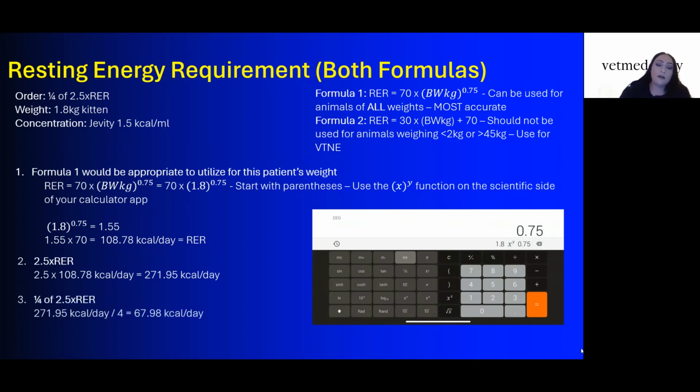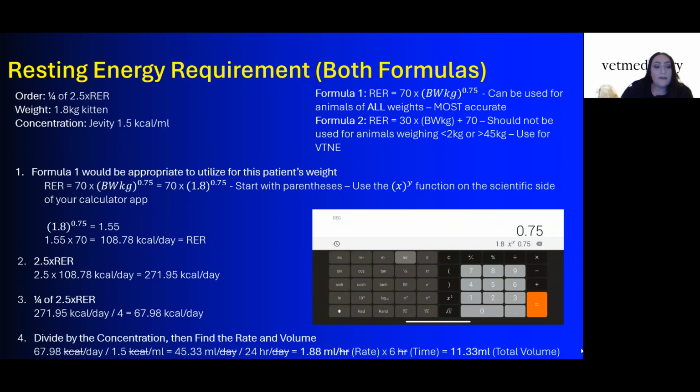Now, a quarter of 2.5 times RER is what we need to figure out. So 271.95 kilocals per day divided by 4 equals 67.98 kilocals per day. You want to now divide by the concentration, then find the rate and the volume. So 67.98 kilocals per day divided by 1.5 kilocals per mil gives you 45.33 mils per day, divided by 24 hours per day equals 1.88 mils per hour, which is your rate.